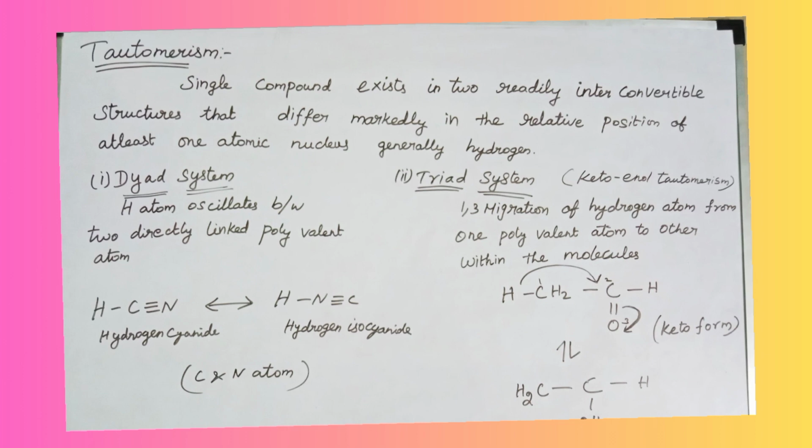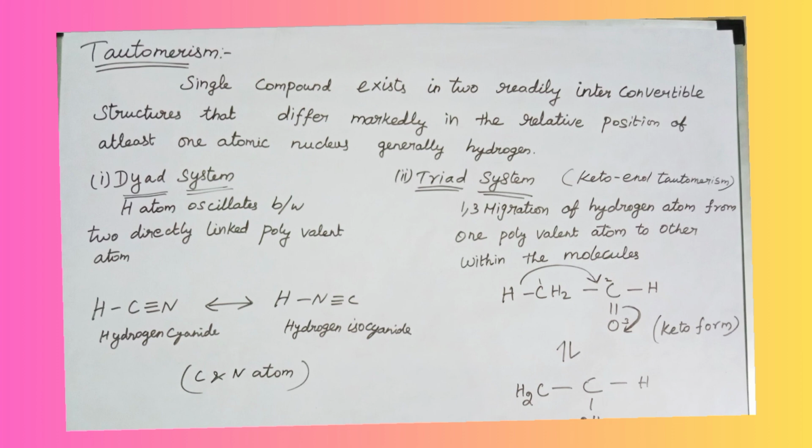Tautomerism. A single compound exists in two readily interconvertible structures that differ markedly in the relative position of at least one atomic nucleus, generally hydrogen. This tautomerism is classified into two systems: diad system and triad system. In the diad system, a hydrogen atom oscillates between two directly linked polyvalent atoms. Example: hydrogen cyanide and hydrogen isocyanide. Carbon and nitrogen atoms are the polyvalent atoms.